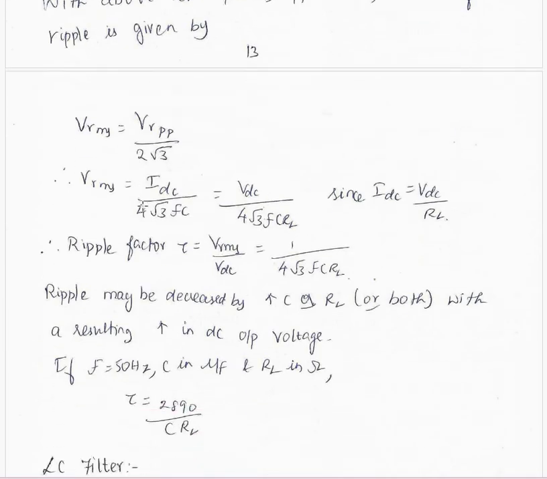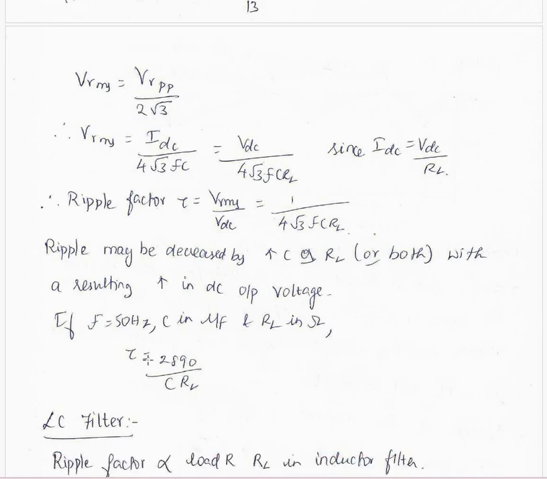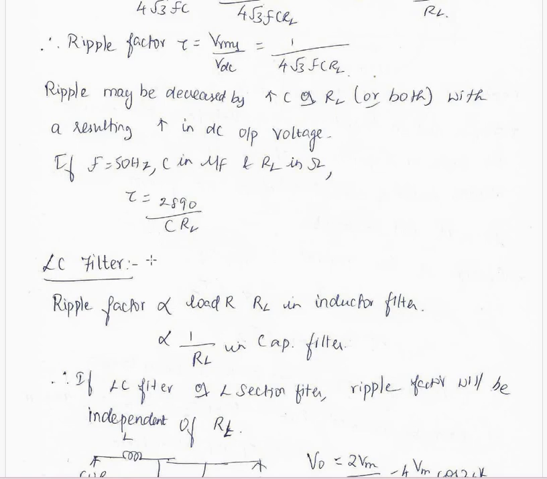VRMS is VR peak-to-peak divided by 2√3, and VRMS is VDC/(4√3 FCRL). So the ripple factor becomes, when F equals 50 Hz, the capacitor value is in microfarad and RL is in ohm, ripple factor is 2890/(C RL).